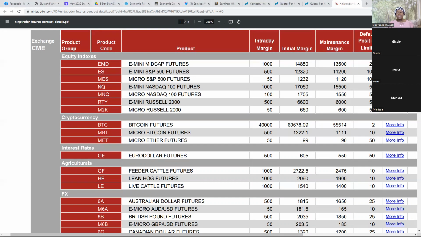Whereas 1 point would be $50, then each tick is $12.50. So after you break down the amount that's required to have in your account, then you will look at the product itself for the ticks and point value.